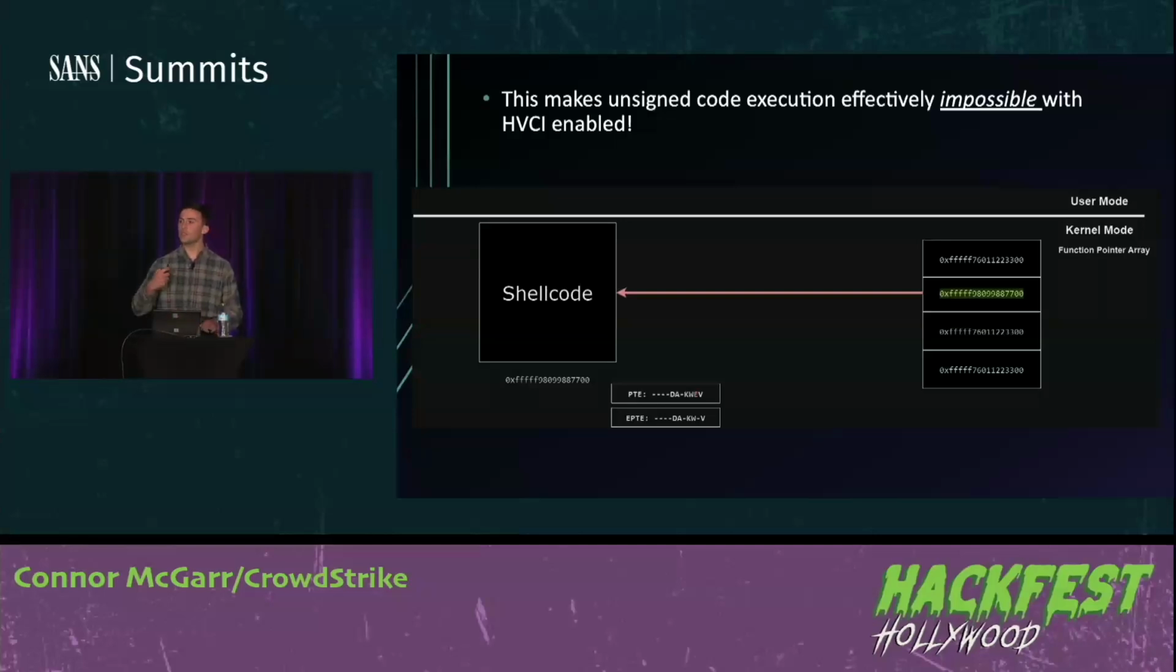But we can see the extended page table entry was not also corrupted. Why? Because it's managed by the hypervisor, and you need a way to access the hypervisor in order to do that as well. Because of that, when this function is called and the shellcode is executed, we'll get a blue screen. Why? Because we're trying to execute memory which, even though the traditional page table says it is executable, is not actually executable because the extended page table entries say so.